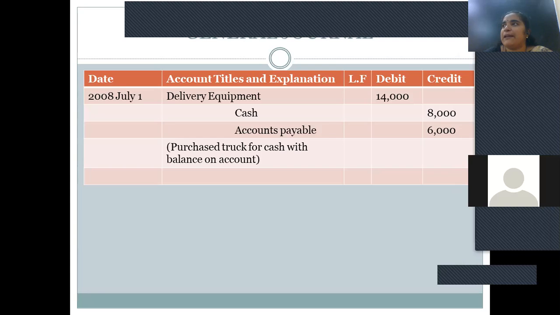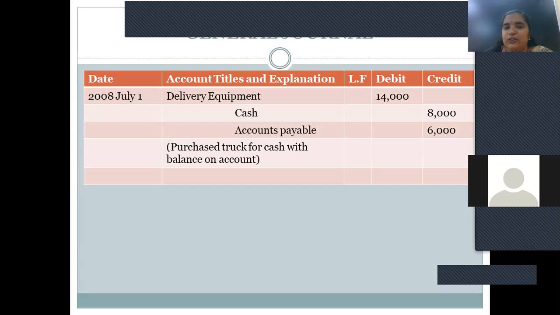So accounts payable is a person. What is the rule for personal account? Debit the receiver, credit the giver. Now the person who is selling is giving you the equipment. So he is the giver, so credit the giver. So accounts payable is credited with 6,000. So in total we have 14,000 debit and 14,000 credit.